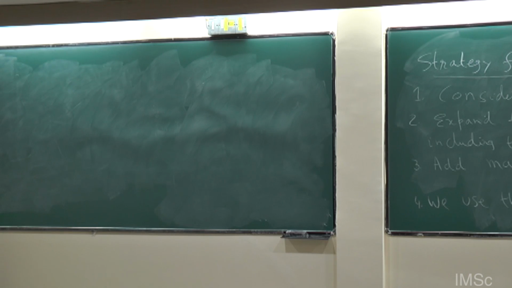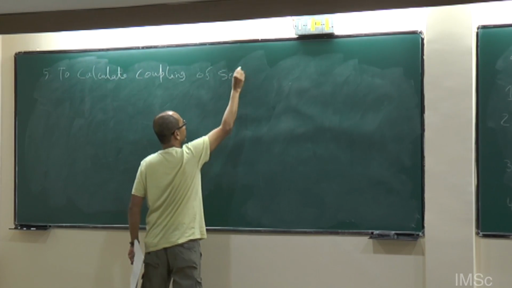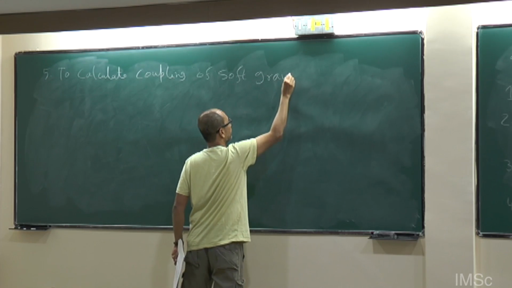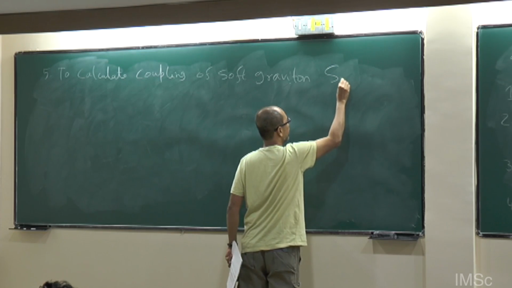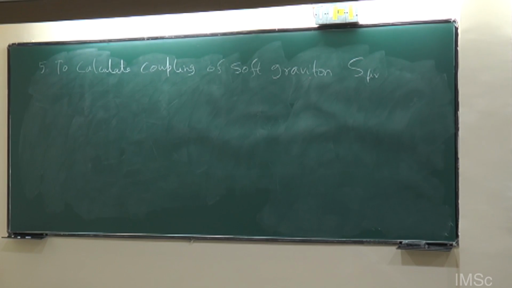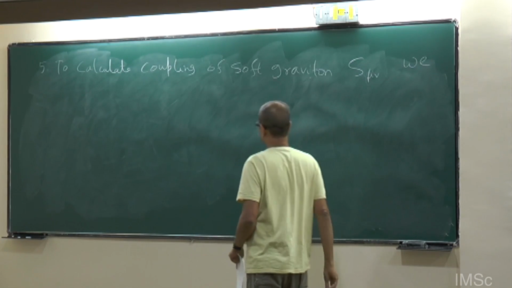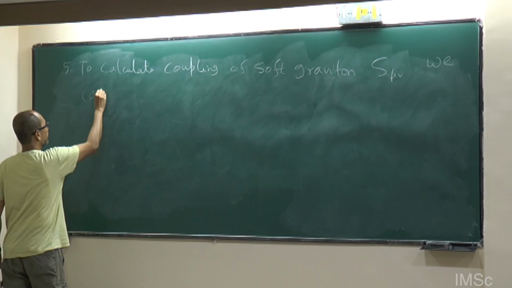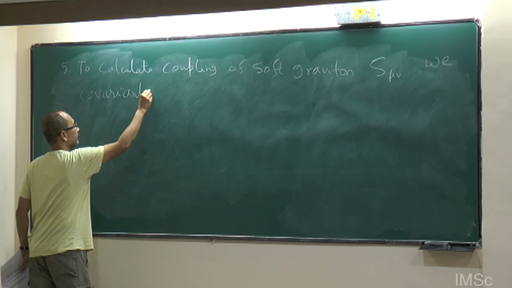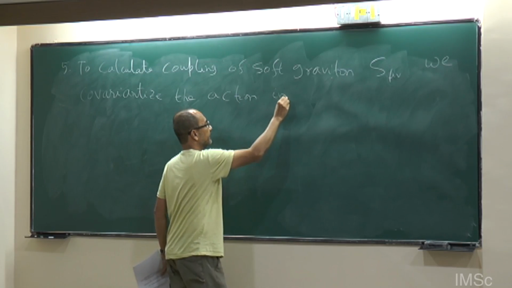Now step 5 is how to calculate the soft graviton coupling. The soft gravitons are denoted by a separate symbol S mu nu, which is to be distinguished from the metric fluctuations h mu nu that occur here, which describe finite energy gravitons. So to calculate the coupling of S mu nu, we covariantize the action in step 4.